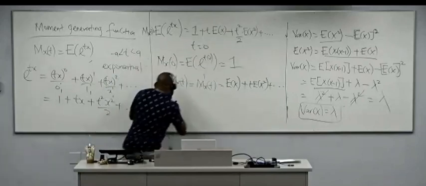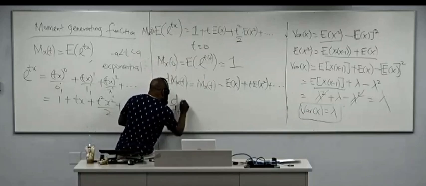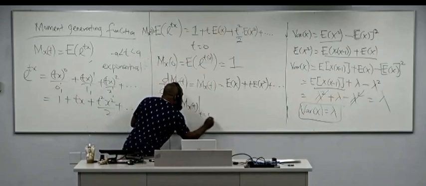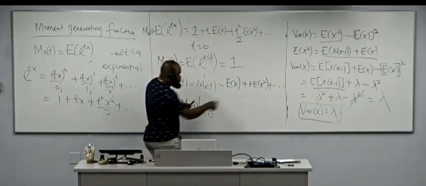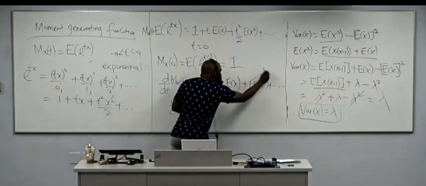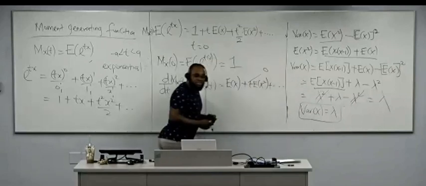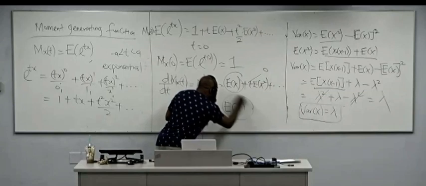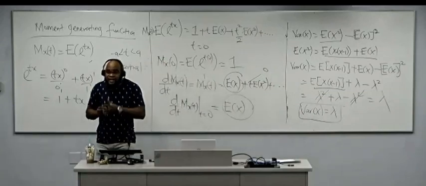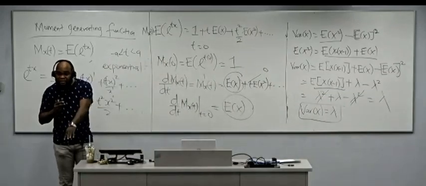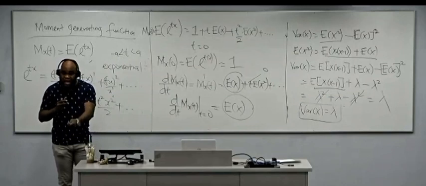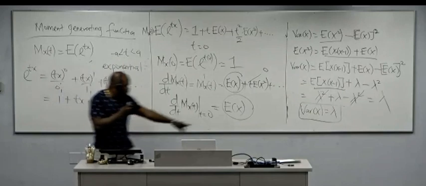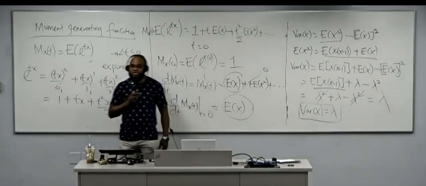Now, if I set t to 0 in d/dt M_X(t), what happened? This goes to 0. Every other one with t goes to 0. What do you have? Oh my God, look at that. It means when I differentiate the moment generating function the first time, and I plug in 0 for t, that will automatically give me the mean of the distribution.